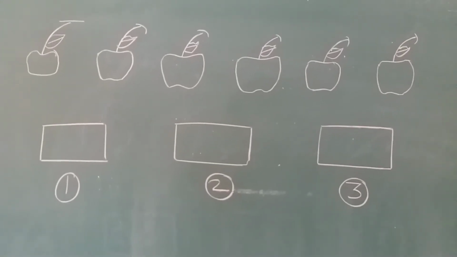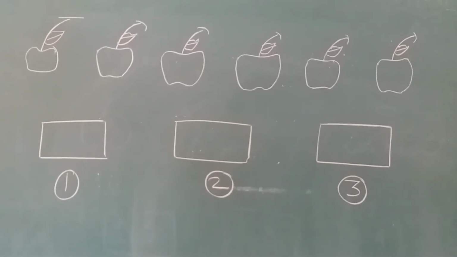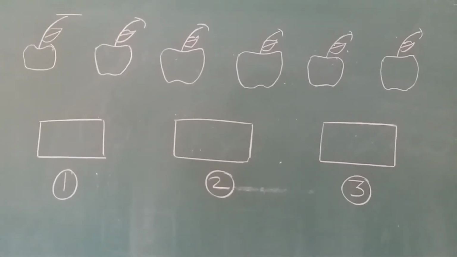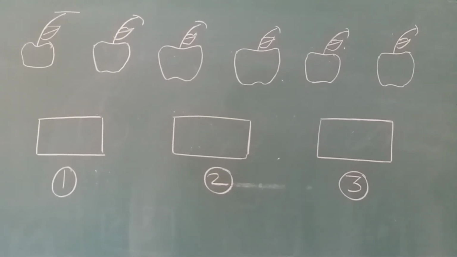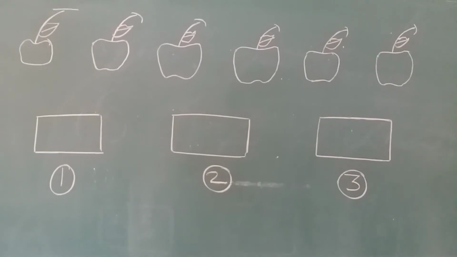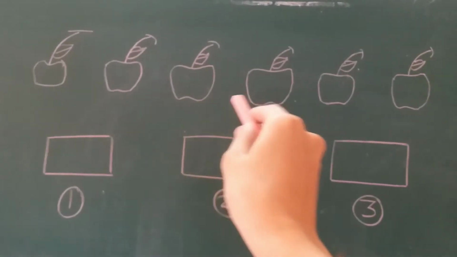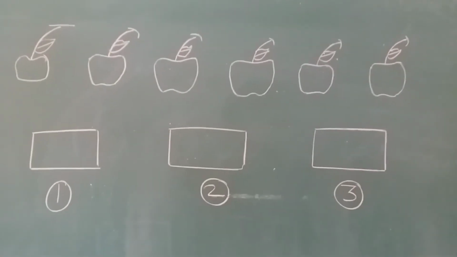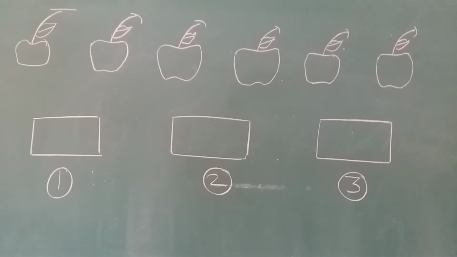Now children, have a look at this example. Now what can you see on the board? What will you say? You will say, ma'am, there are some apples drawn on the board. Yes? Now tell me, how many apples are there on the board? 1, 2, 3, 4, 5, 6. So how many apples are there? 6 apples are there on the board.